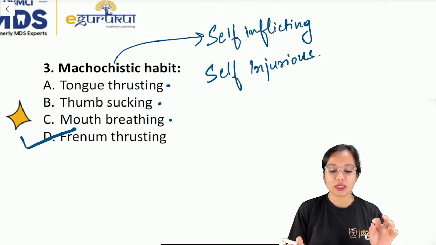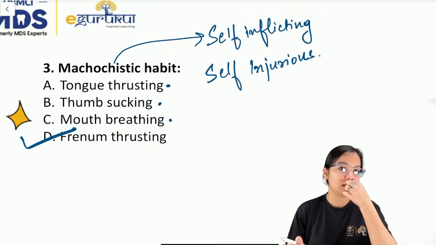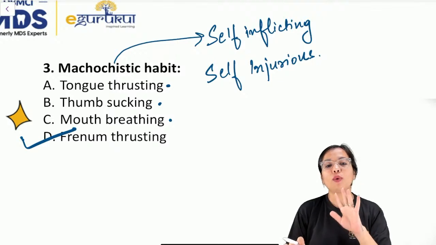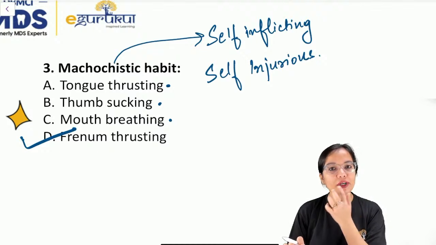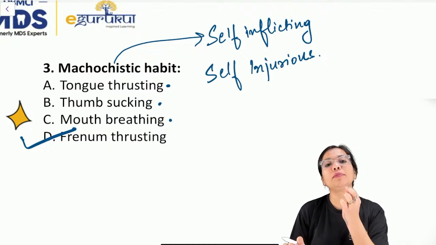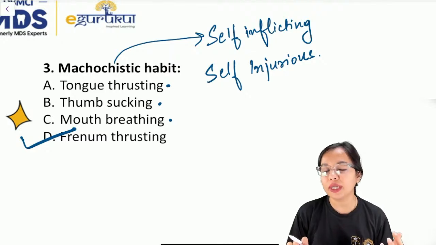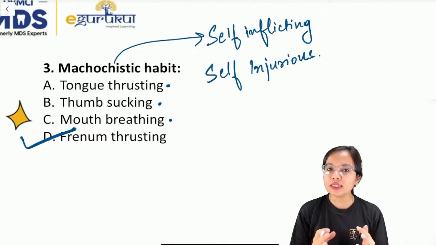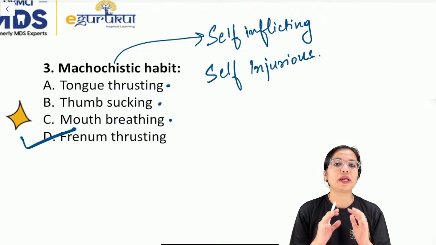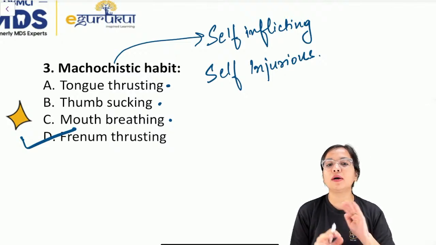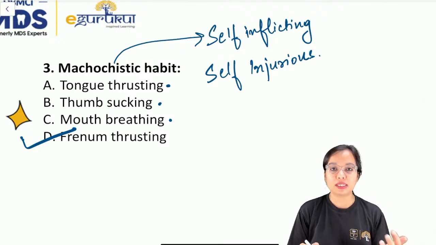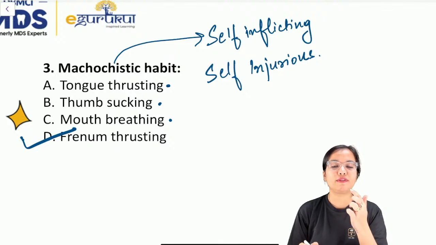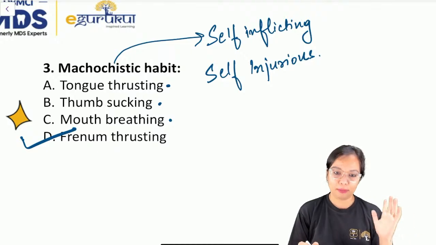So what is frenum thrusting? That means this particular frenum, the labial frenum, they basically take the labial frenum and lodge it in between the two incisors, and they enjoy doing it. It may result in serious injuries, the frenum getting torn, the frenum getting abraded, but they somehow enjoy doing it. So that's called frenum thrusting. They thrust or lodge the frenum in between the two incisors, and that becomes a masochistic habit. Is it clear?